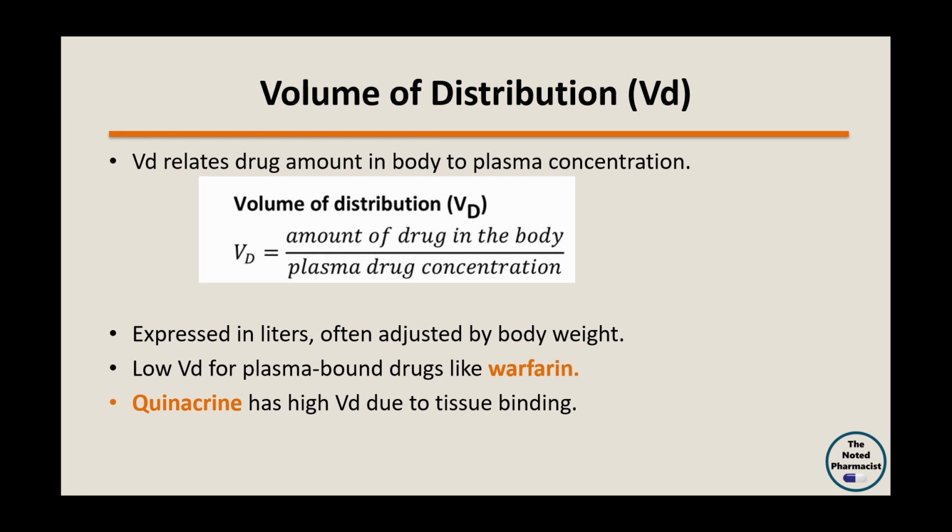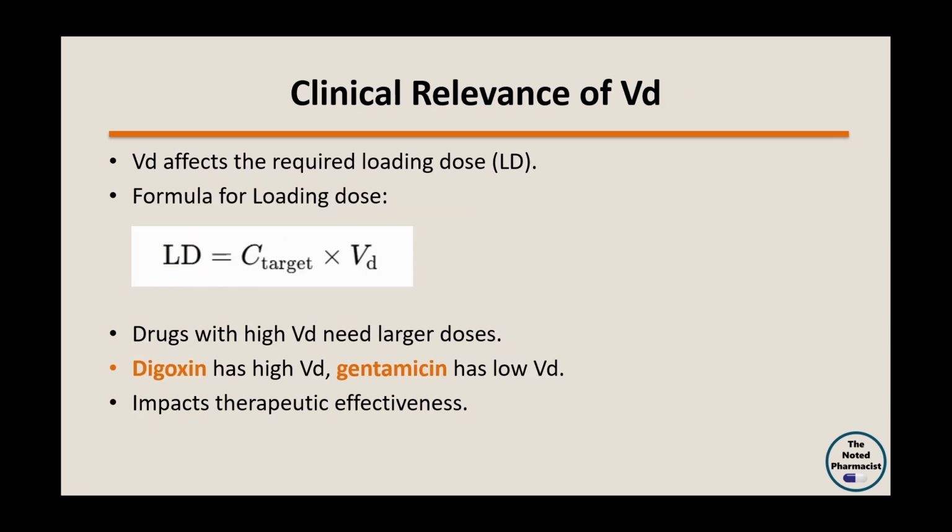Drugs restricted to plasma, such as those binding extensively to plasma proteins, for example warfarin, have a low volume of distribution close to the plasma volume, around 4% of body weight. Factors influencing volume of distribution.